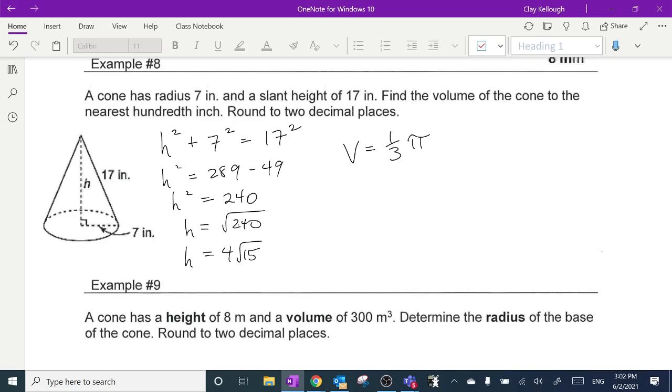1/3 pi radius squared times this height that I figured out. Not the 17. That's not how tall the cone is. Times 4 root 15. So I'll just put a little dot for times. So I'm looking at 4 root 15 over 3.